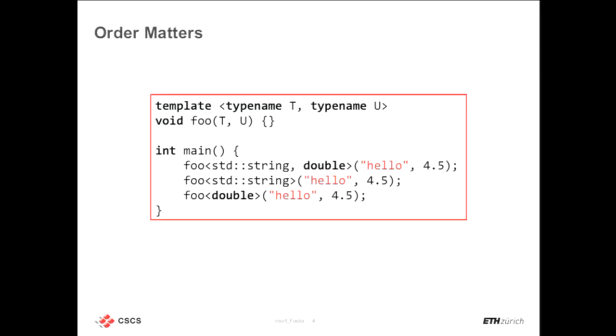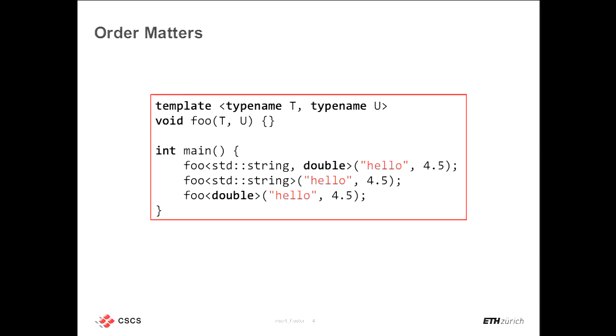If I do it like this, with as-string hello and 4.5, well, that is still valid. The first argument is hello. As-string is T, and hello is converted to a string. And 4.5 is deduced to be a double, so U will be double.